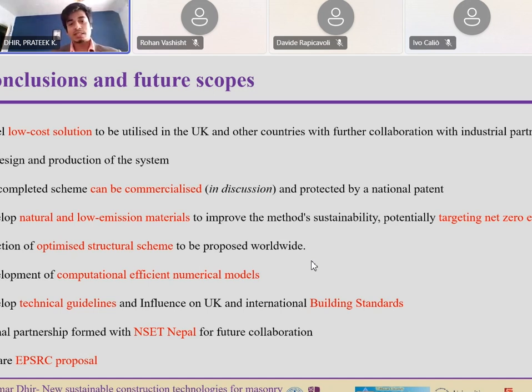Then definitely a computationally efficient model which can predict in-plane, out-of-plane, and combined in-plane and out-of-plane behavior. And finally, developing some technical guidelines and helping the building standard to revise. And definitely we want to establish our partnership with Nepal, and this will help to prepare new proposals under the PSA SRC scheme.